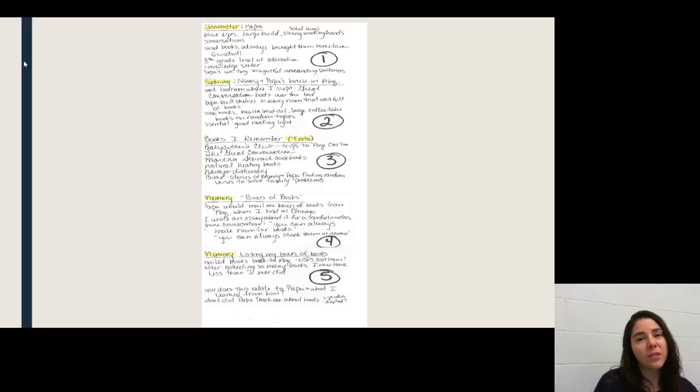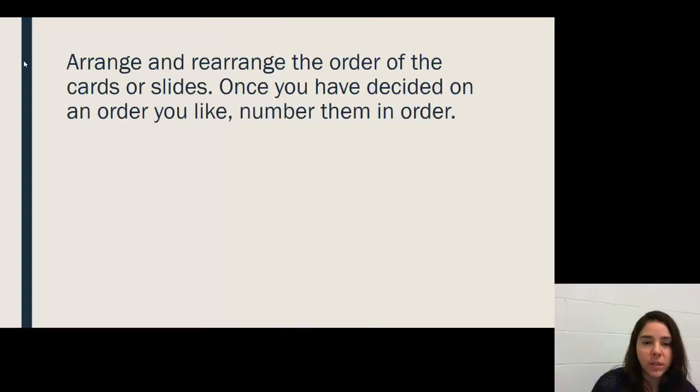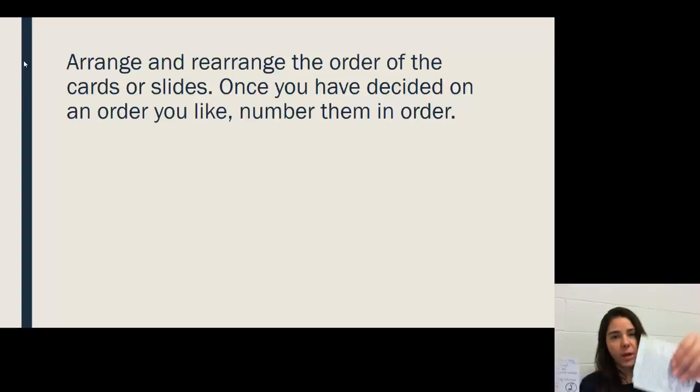So if I was going to write a literacy narrative, I may include these different elements. That's one side of the cards, just a list of details. And then you play around with the cards, put them in different orders, and see which order you like best. Once you've got an order you like, number them.